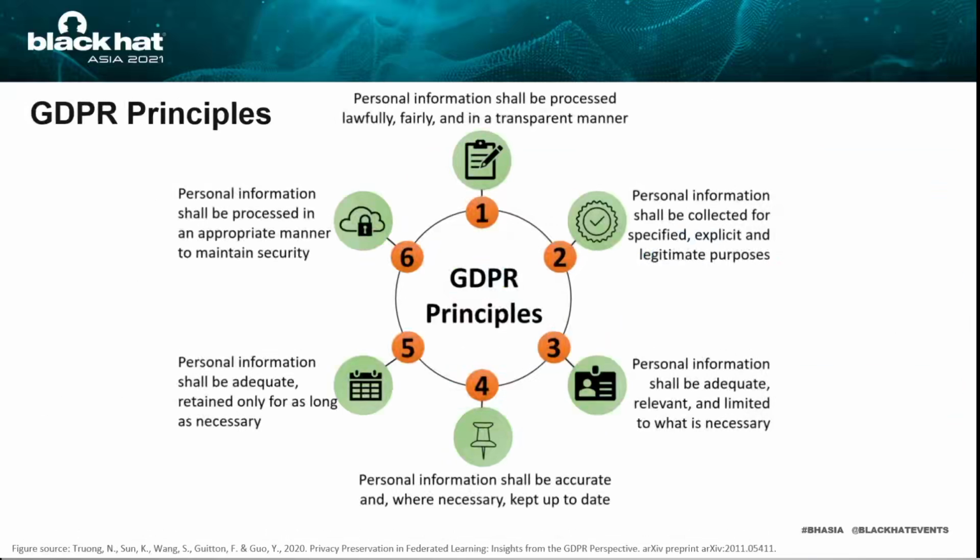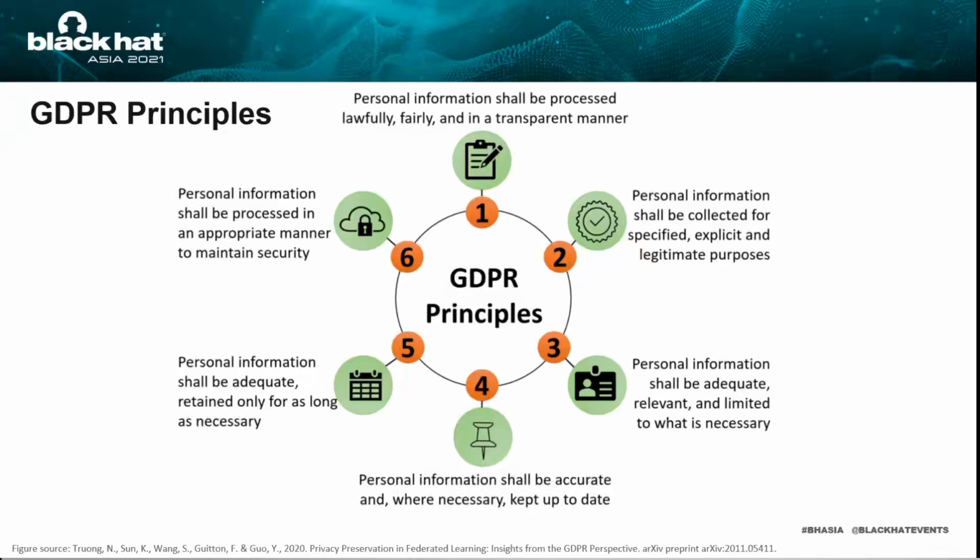So let me zoom into the how. Basically, GDPR has 6 principles. The first one: personal data should be processed lawfully, fairly, and in a transparent manner. So basically, for the processing of private data, those operations need to follow the law, need to be fair to the data owners, and also need to disclose everything to the data owners.